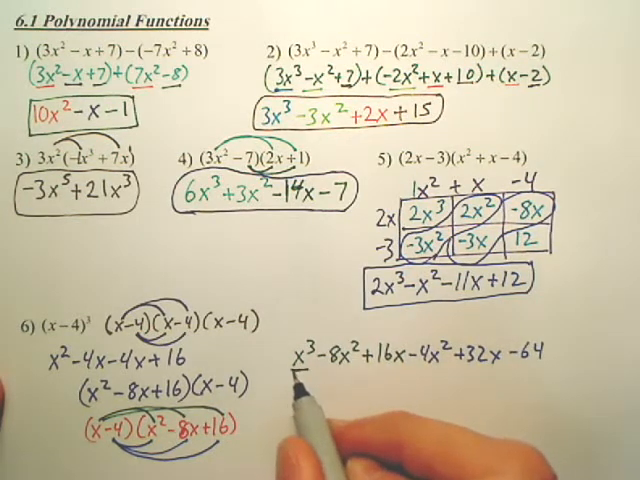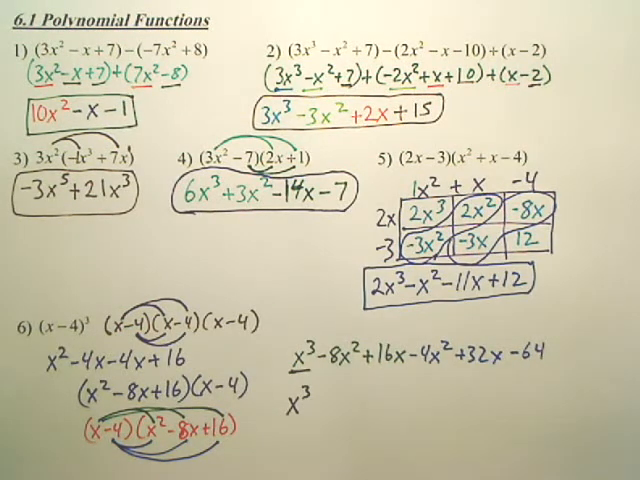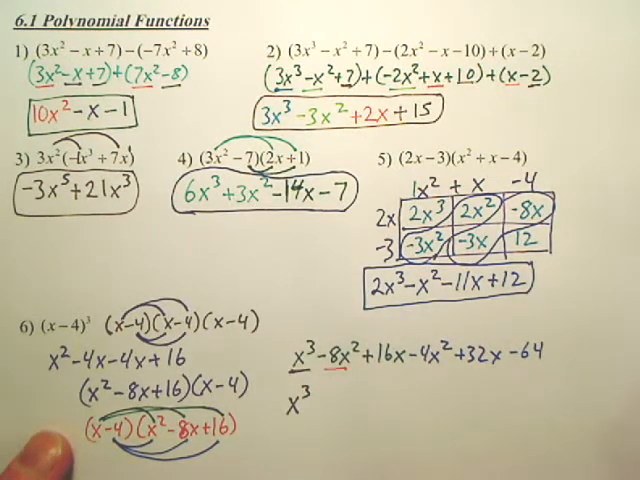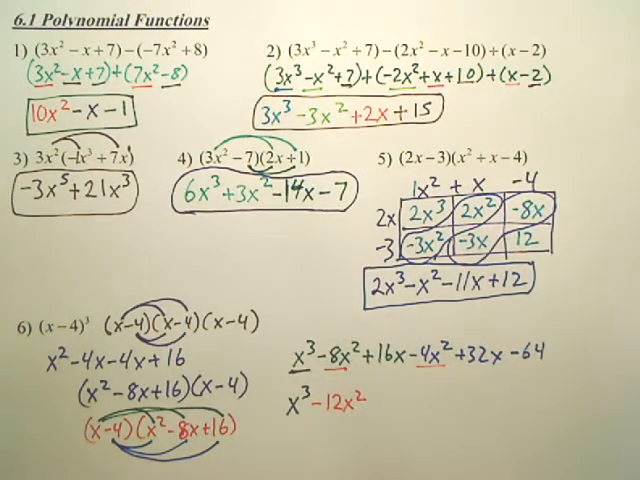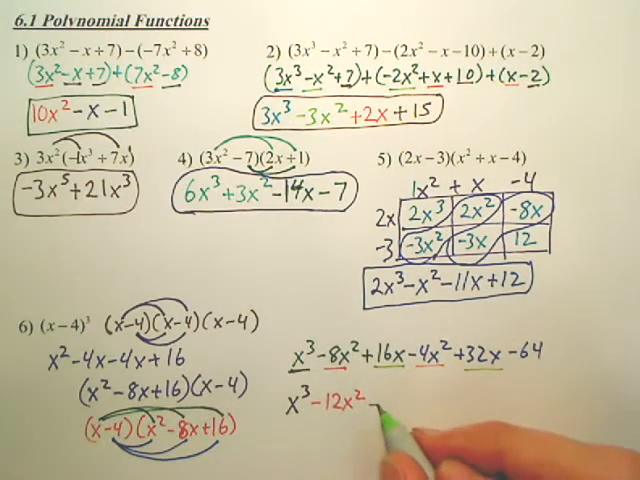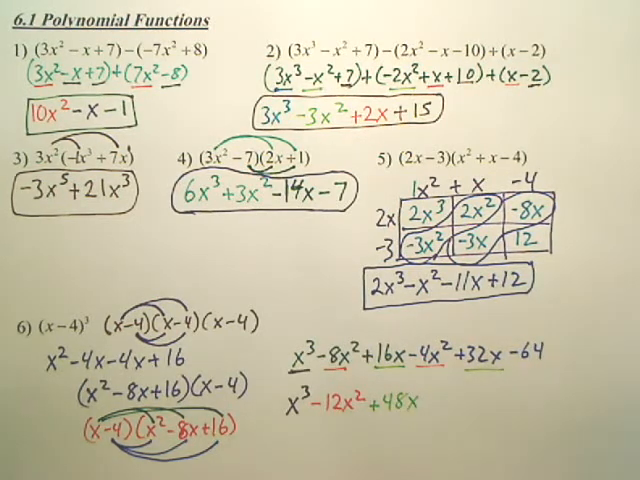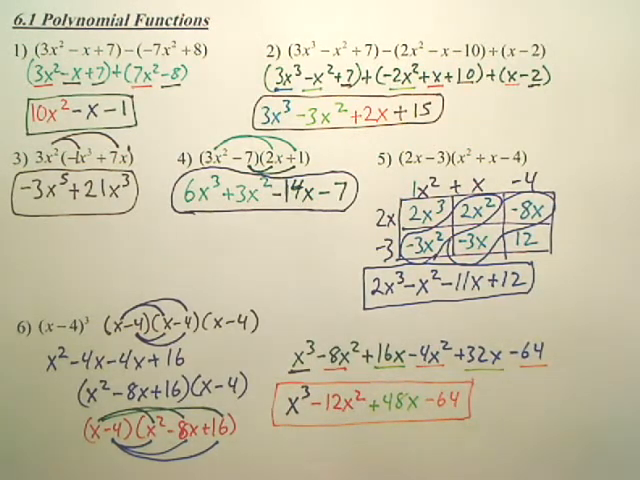Okay, start with the highest power. X to the third. That's it. Okay, x squareds. Do we have any other x squareds? Yeah, we have that one right there. So how many x squareds? Negative 12x squared. Okay, x's. We have this one and this one, so that's 48x. And then the last one is simply, bam, minus 64. Again, you could do the box or you could do the FOIL. It's your choice.